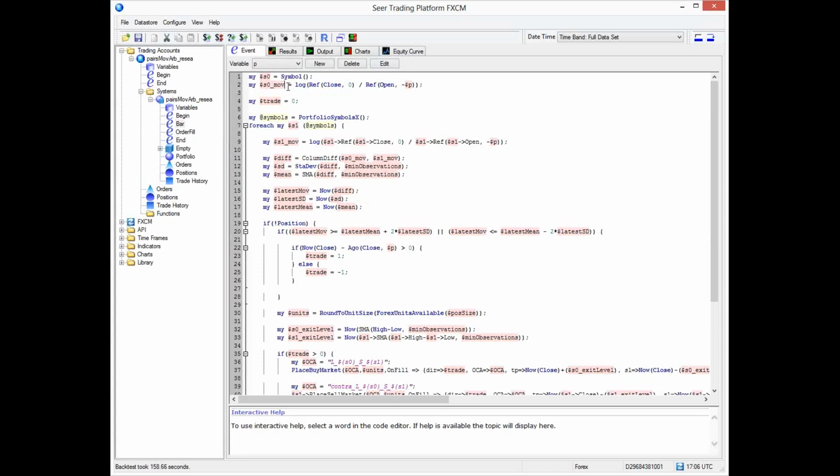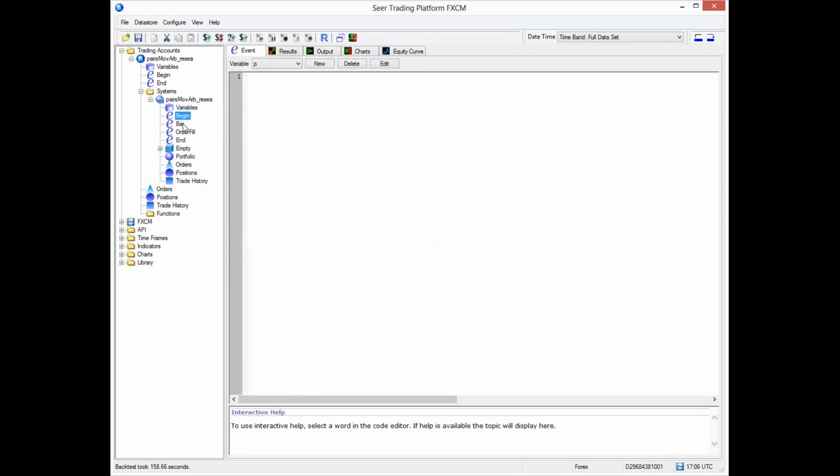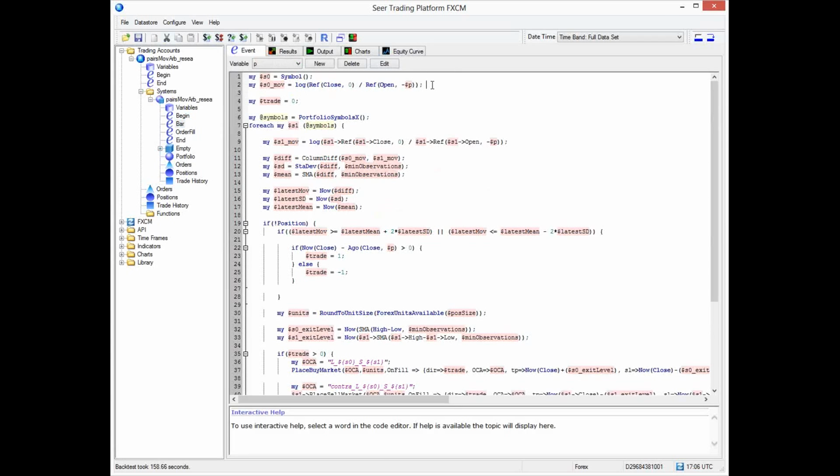Then I basically create a list of movements for the current instrument. I call it S0 MOV. It is essentially just the movement of the current instrument for the last P intervals. My P was set to 24. I don't know if you recall in my variable section, my P is 24. So essentially, this line creates an array called S0 MOV of the current close minus the close 24 hours ago. So it basically gets the difference in the movement over the period of 24 hours.